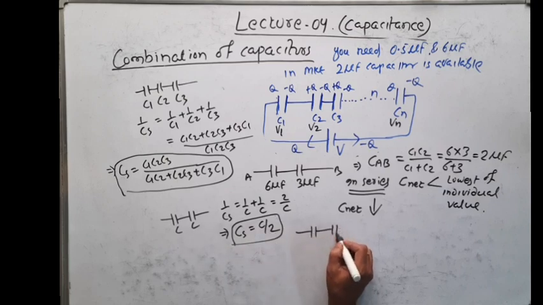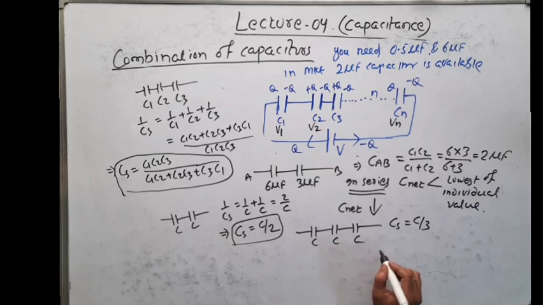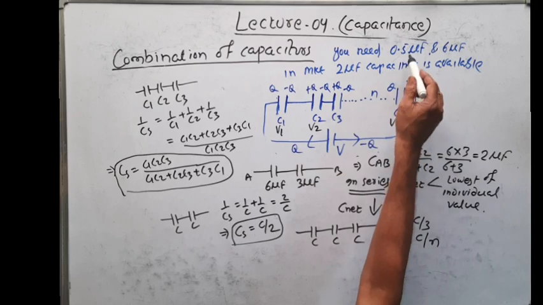Similarly, suppose there are three identical capacitors, each of capacitance C. Then what is the equivalent capacitance? It is C by 3. In this way, if there are n number of capacitors connected in series, the equivalent capacitance will be C by n. So now I think you got the answer to what I had told you.